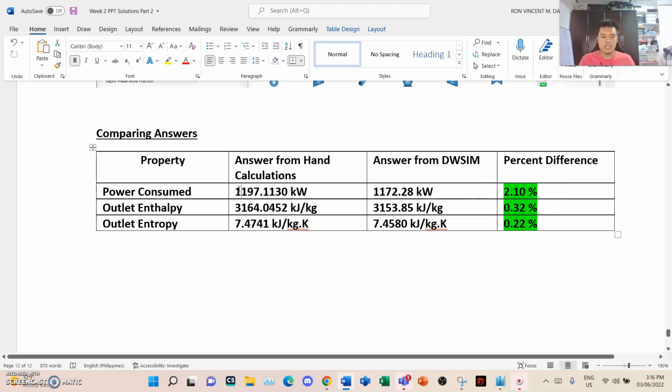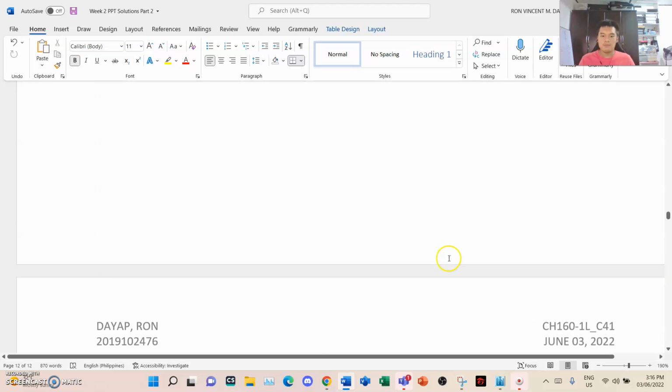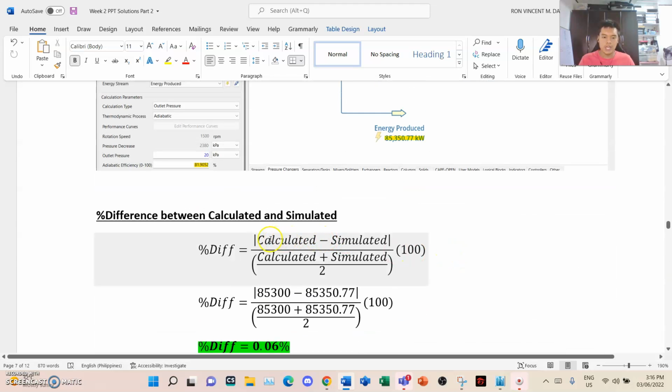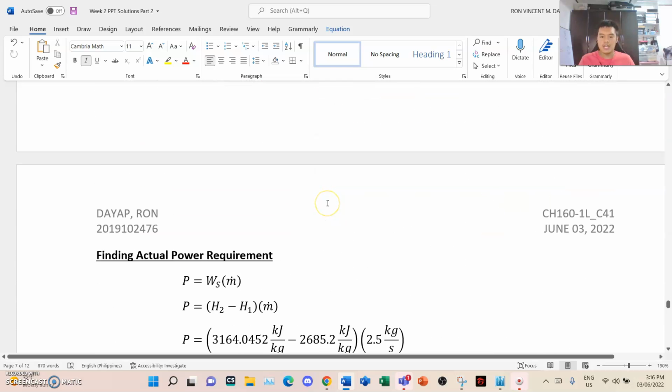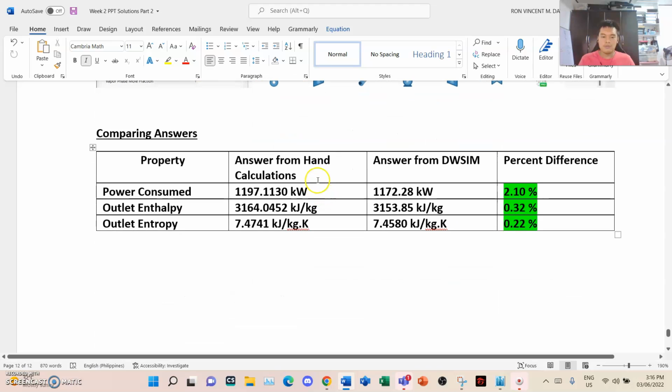Comparing the answers, these are my hand calculation results, and these are from DWSIM, using a percent difference formula. The percent difference formula has the form: calculated minus simulated, absolute value, over the average of the calculated and the simulated, times 100. Using the same formula, I calculated that in terms of power, between the hand calculation and DWSIM, there is a 2.10% difference. For outlet enthalpy, it is a 0.32% difference, and for outlet entropy, it is a 0.22% difference.